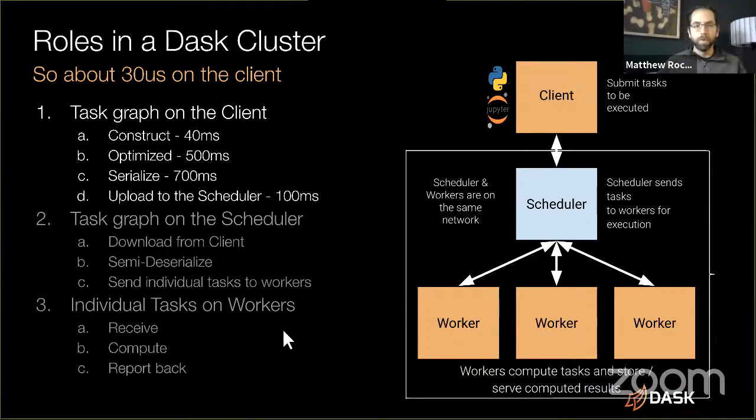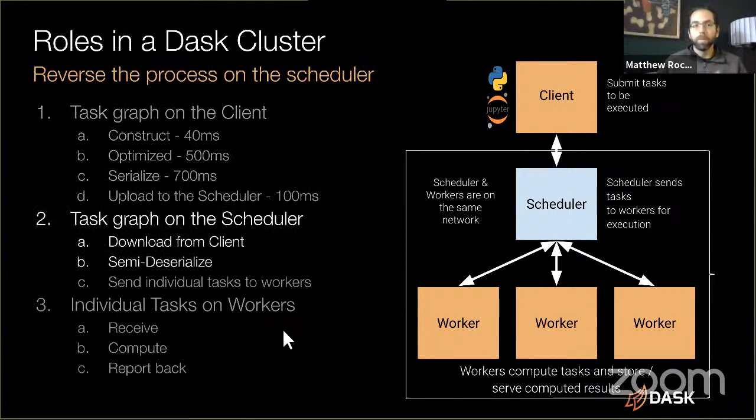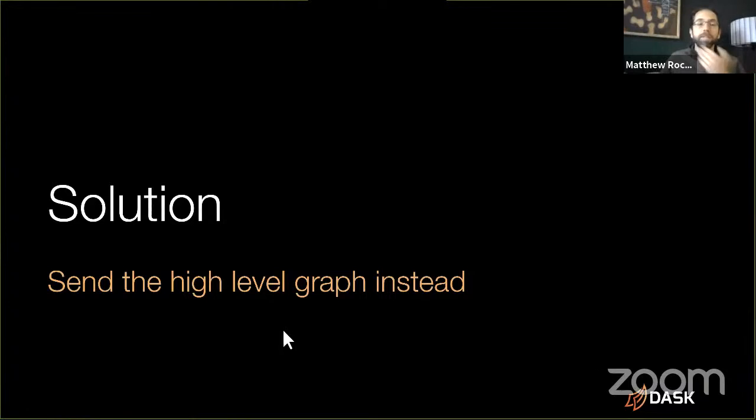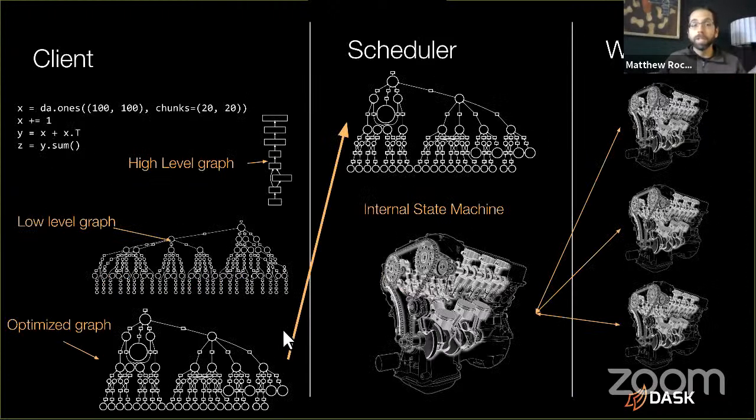And so this is, again, something to think about. We then need to reverse a lot of those stages on the scheduler too. So these costs compound. And so the solution to this ends up being to use high-level graphs. This was a large effort that happened later last year, led mostly by a gentleman named Mads at NVIDIA, but a bunch of other people supported him in that work.